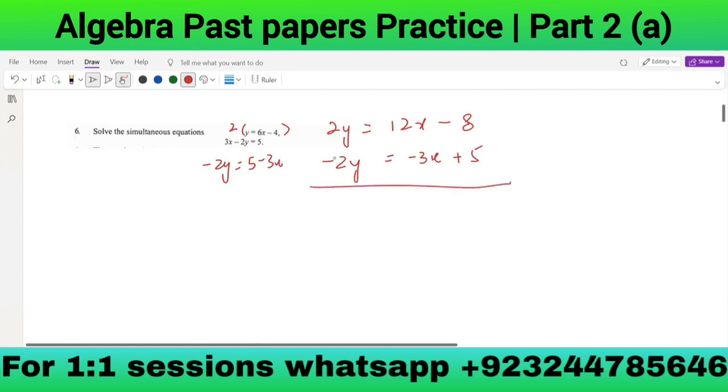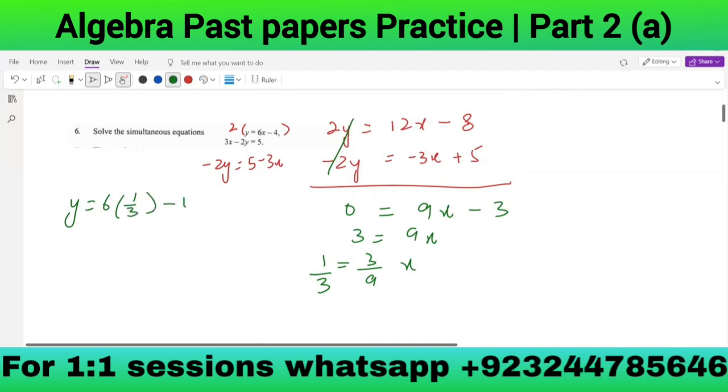So now we can simply add both the equations because they have opposite signs. So we will get 0 is equal to 9x minus 3. 3 is equal to 9x. 3 by 9 is equal to x, which is equal to 1 by 3. So to find the value of y, we are going to substitute. y is equal to 6 times 1 by 3 minus 4. y is equal to 2 minus 4. y is equal to minus 2.